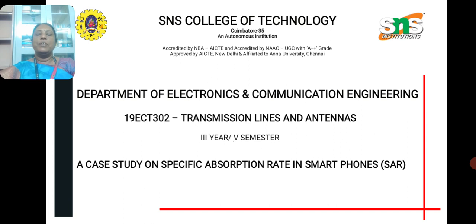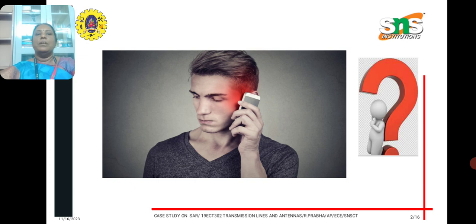In this video, we are going to see a case study on specific absorption rate, that is SAR, on mobile phones. So this is for the course Transmission Lines and Antennas. So look at the picture. A man is holding a mobile phone in his hand, and a red color mark represents the radiation, electromagnetic radiation, which is harmful to the health.